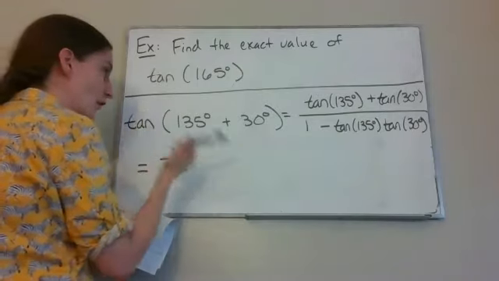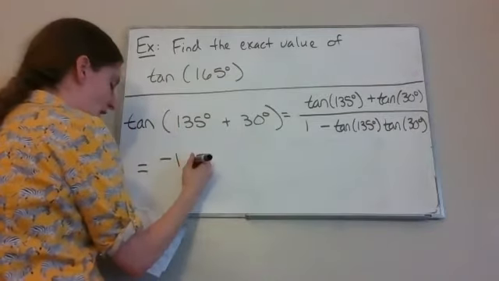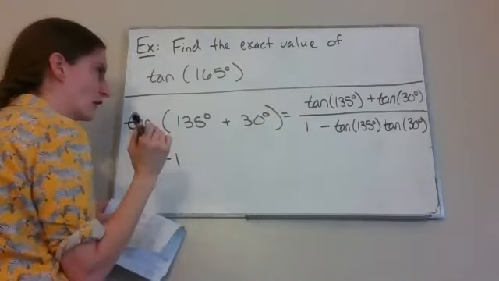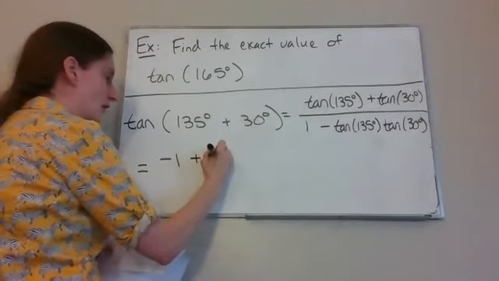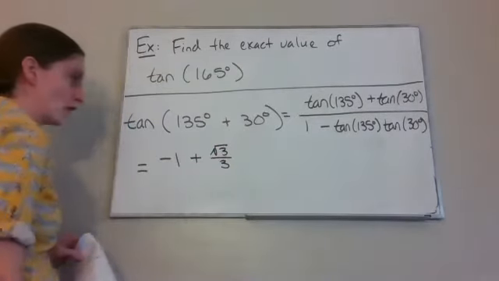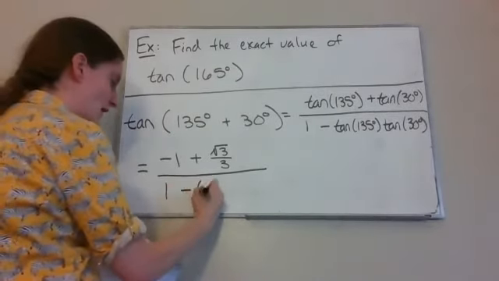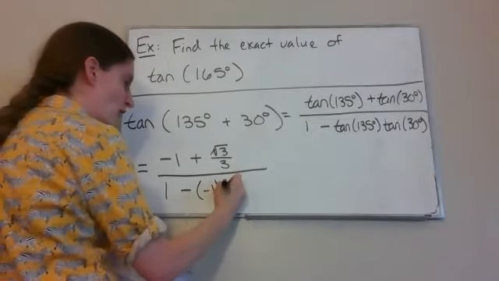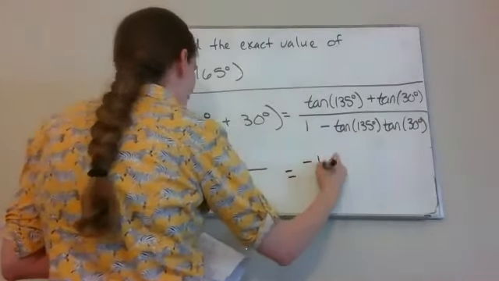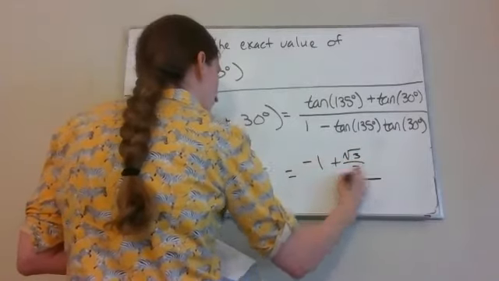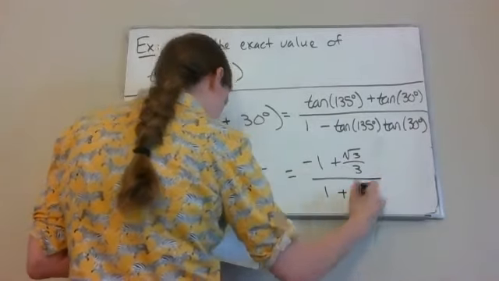For my tangent of 30 degrees, my sine of 30 degrees is equal to 1/2, and my cosine of 30 degrees is square root of 3 over 2. That simplifies to 1 over the square root of 3, which is the same thing as square root of 3 over 3. Then down on the bottom, I'm going to have 1 minus my same values, negative 1 times square root 3 over 3. So on the top, I have negative 1 plus square root 3 over 3. And in the bottom, I have 1 plus square root 3 over 3.